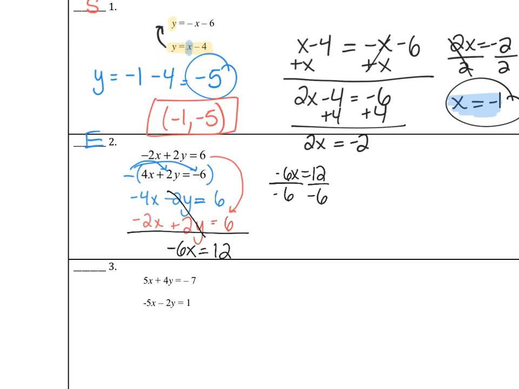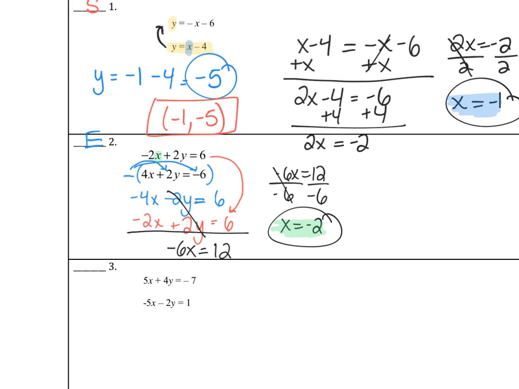Divide both sides by negative 6. And I get x is equal to negative 2. There's my first part of my answer. Don't forget, we always have to find the y, so we're going to take this x equals negative 2, and we're going to plug it into either equation, does not matter which. I'm going to plug it into my top equation for x, and it's going to look something like this.